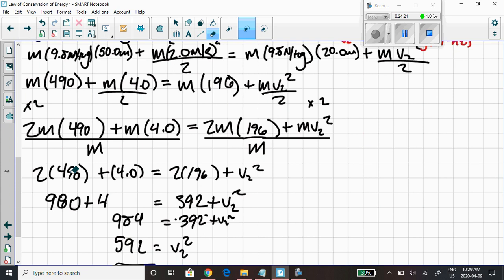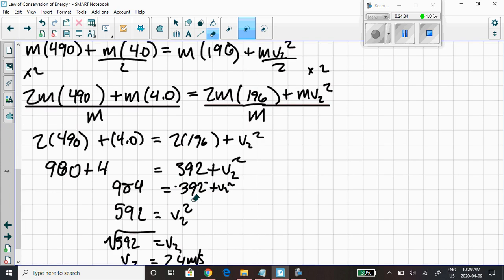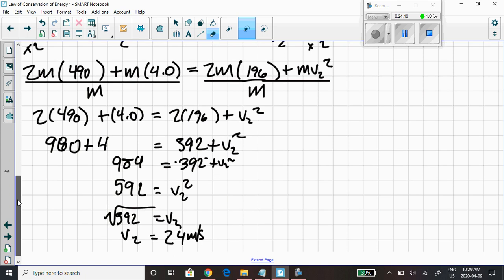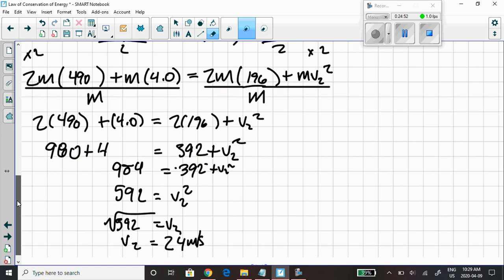Now we've got some algebra to finish, some multiplying. Multiply this, add the 4, multiply this, get 392, okay? Then I'm going to bring this 392 over to the other side. Gives me 592. Try it with your calculator. The square root, and I get the speed is 24 meters per second. So we calculated the speed there by using energy methods. We didn't use dynamics, we didn't use kinematics, we used energy methods, and we found the speed. That's the power of the law of conservation of energy.